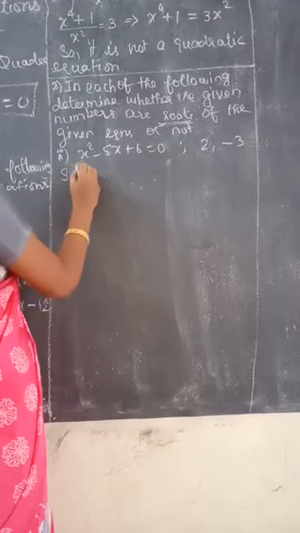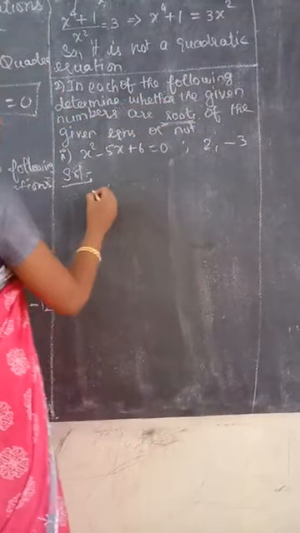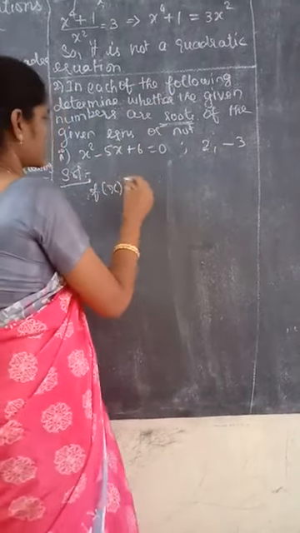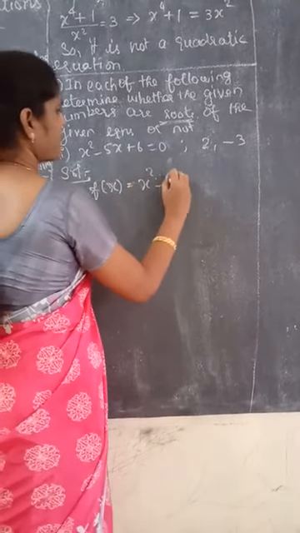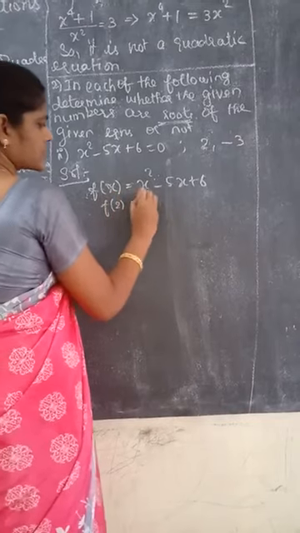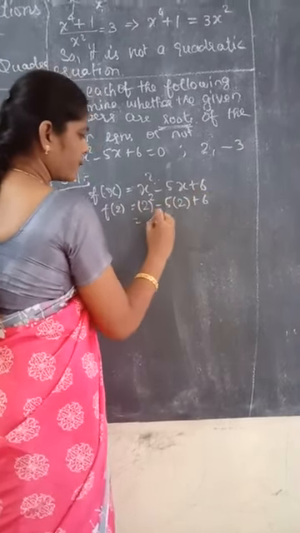So listen to the solution. Here they asked to check 2 and minus 3. First take this term as f of x, like in the factorization chapter. x squared minus 5x plus 6, so f of 2. So 2 square minus 5 into 2 plus 6. 4 minus 10 plus 6.